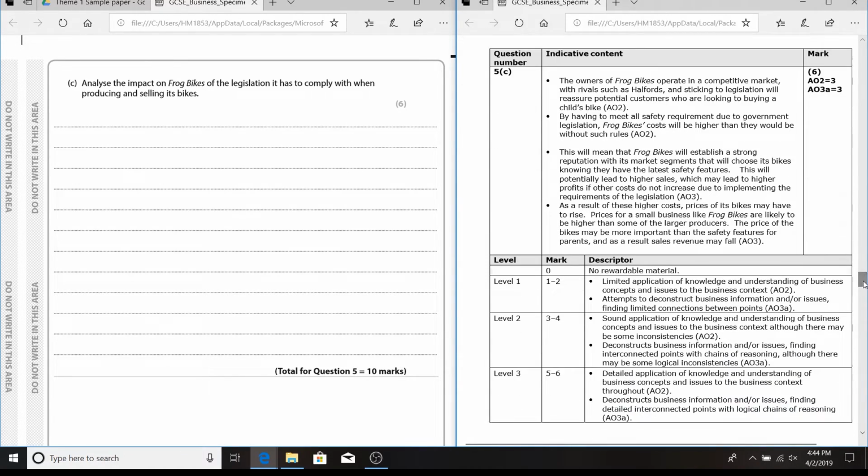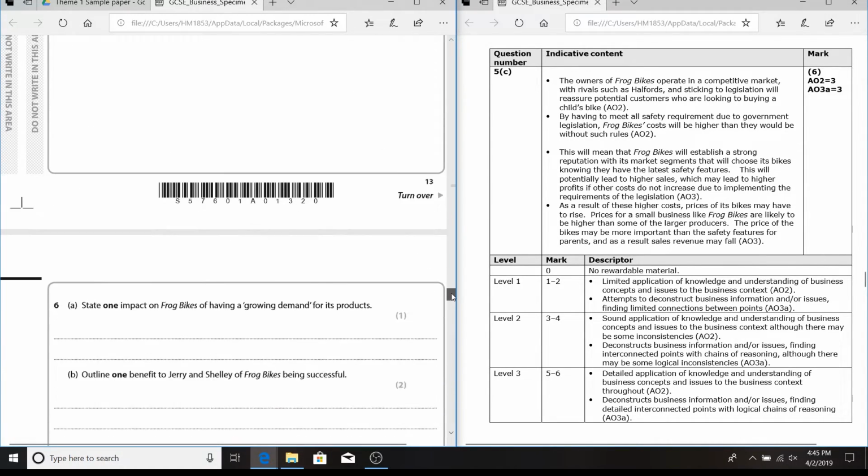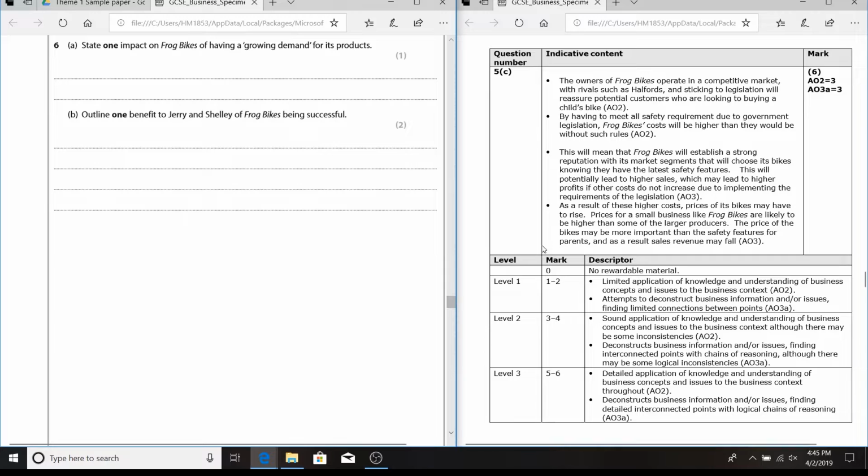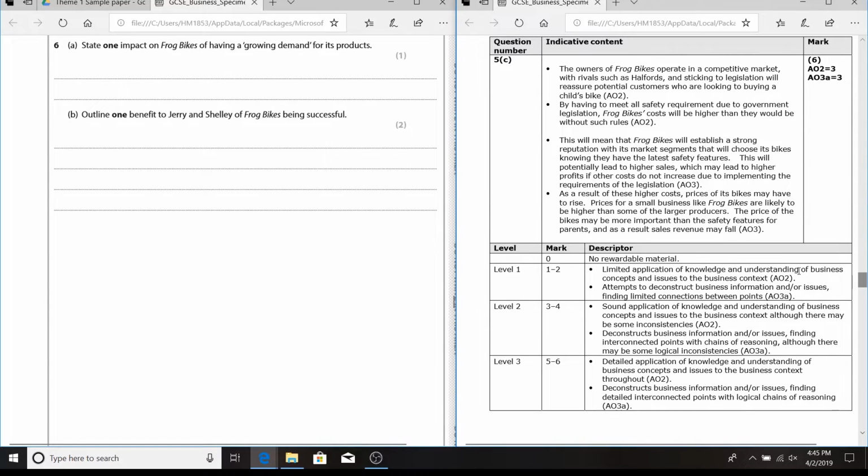Okay, let's have a look at the mark scheme. Owners of Frog Bikes operate in a competitive market. Rivals such as, who was it, J.E. James, Halfords. Okay, by having to meet all safety requirements, Frog Bikes costs will be higher. Yep, nice. Okay, establish strong reputation with its market segments. Higher costs, yeah, lovely. Okay, so again, fairly straightforward, but you've got to know those structures well. So let's now move it into question 6 now.